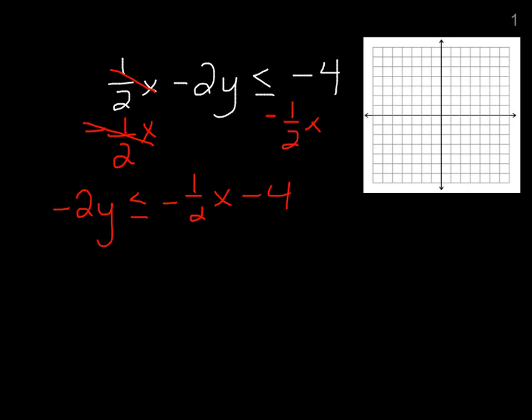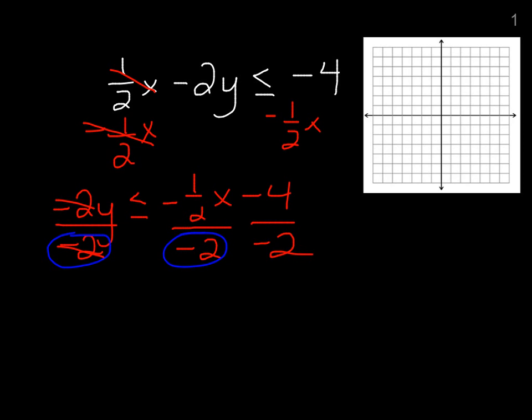Now I need to get the y by itself, so I'm going to divide by negative 2. That cancels that out. I'll be dividing both of my terms by negative 2, like that. So when I go to write it, I notice that I divided on both sides by a negative, so that makes my inequality sign flip, so it looks like that.